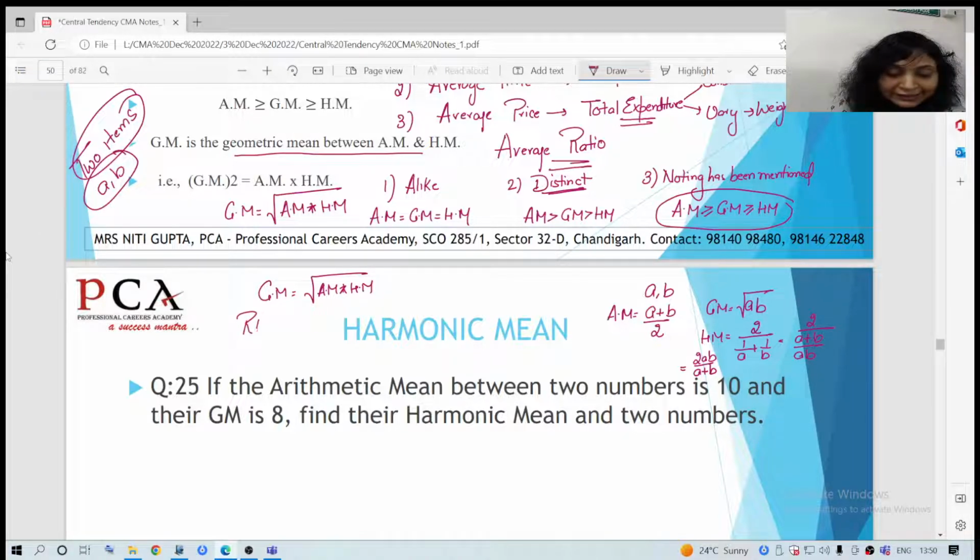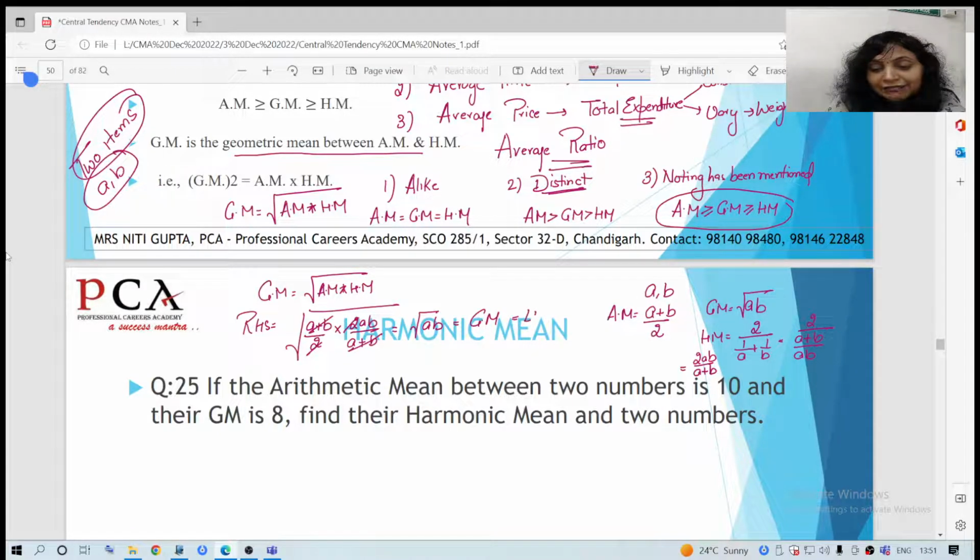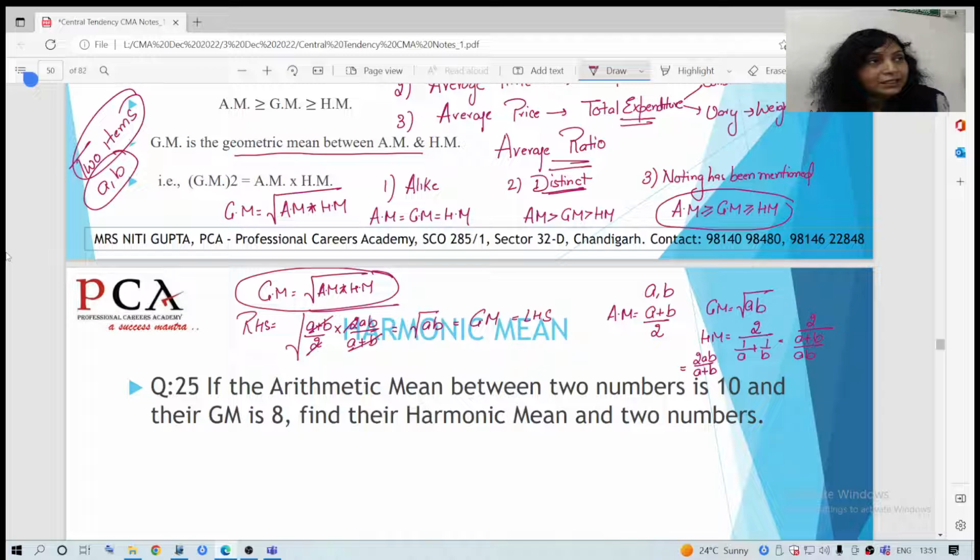So I took the right hand side and I just equated the value of arithmetic mean and harmonic mean. Arithmetic mean is (a+b)/2. Harmonic mean is 2ab/(a+b). So a+b cancel, 2 cancel. This is equal to the square root of ab, which is equal to the geometric mean, meaning the left hand side. So in case of two items, the relationship between GM, AM and HM is that the geometric mean is the square root of the product of arithmetic mean and harmonic mean.